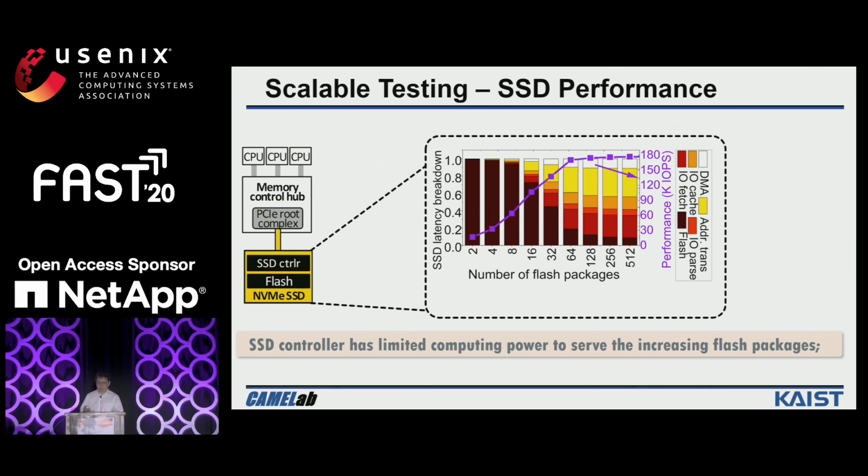The remaining 85% of SSD latency comes from the SSD firmware. This includes the DMA latency, the address translation latency, and the latency of I/O fetching, parsing, and caching. This is because SSDs usually employ only a few cores. They can provide limited computation power to serve the increasing flash packages.